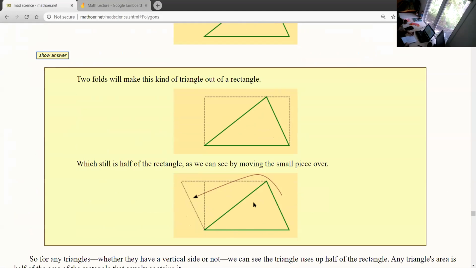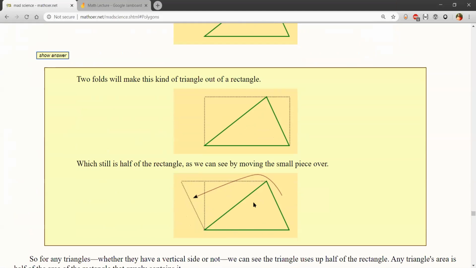Everyone okay with that? Either because you watched me or because you're doing it with your own paper? Yeah, that makes sense to me. The visual just now is what helped me get it. The paper kind of confused me. Okay.